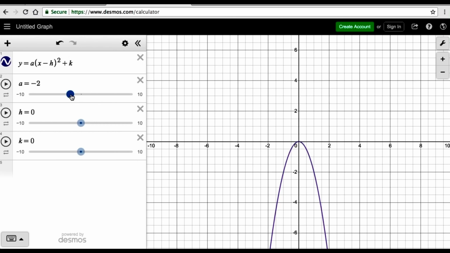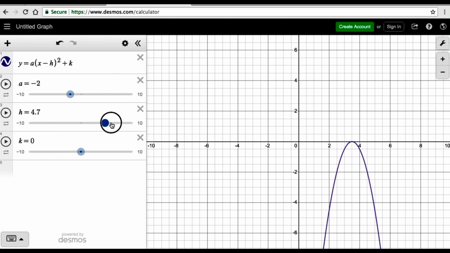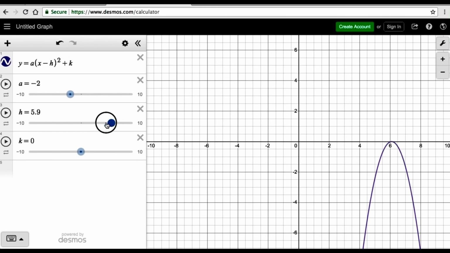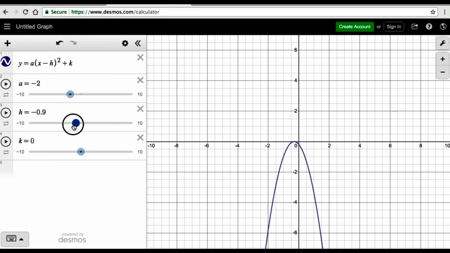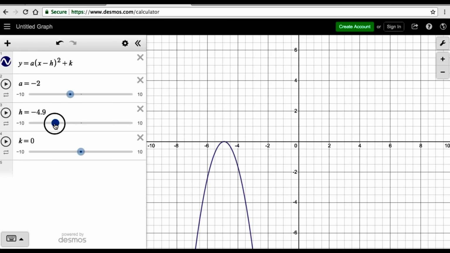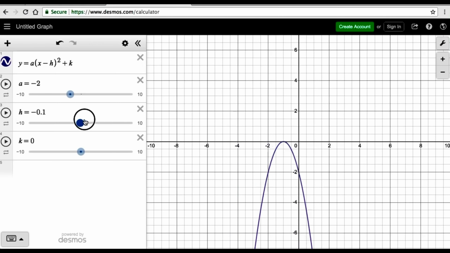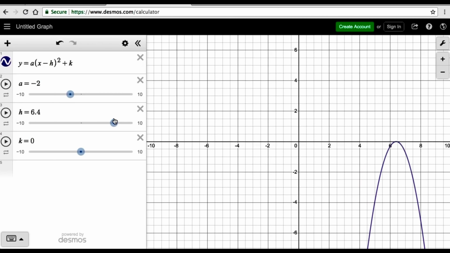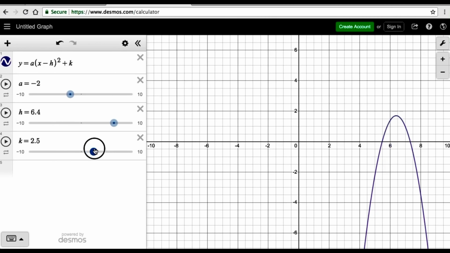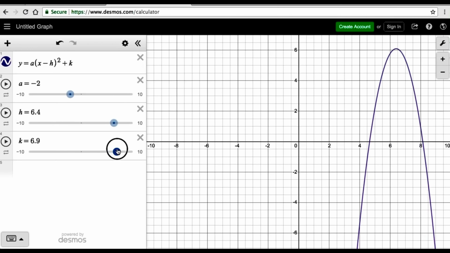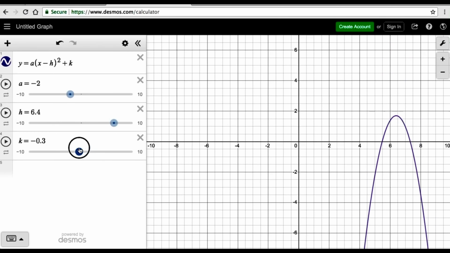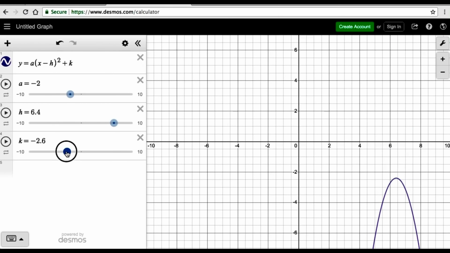Now, let's move the H to see what the effect of H on the graph is. If I move the H over here, the H moves the graph right or left. As you can see, it moves the graph right or left. Now, what is the effect of K? The K moves the graph up or down. So the K moves the graph up or down.